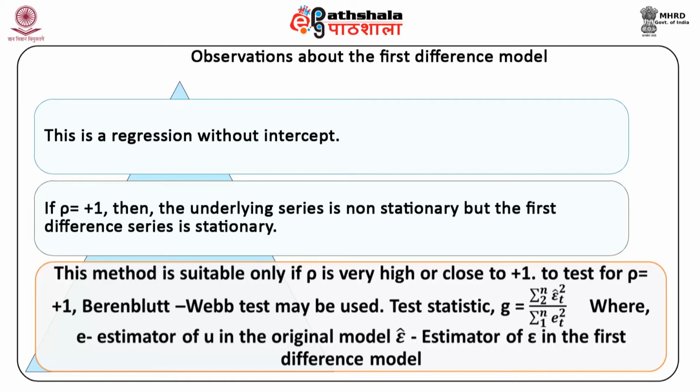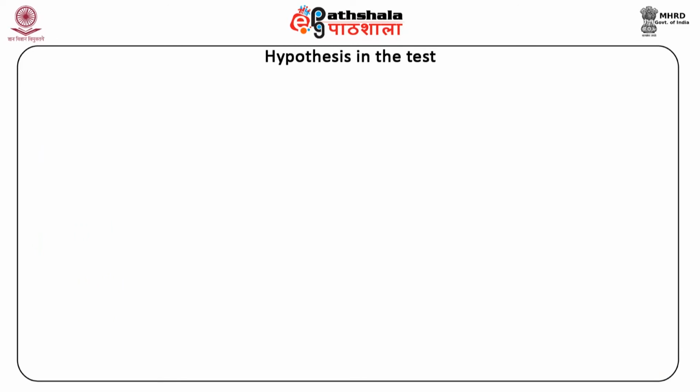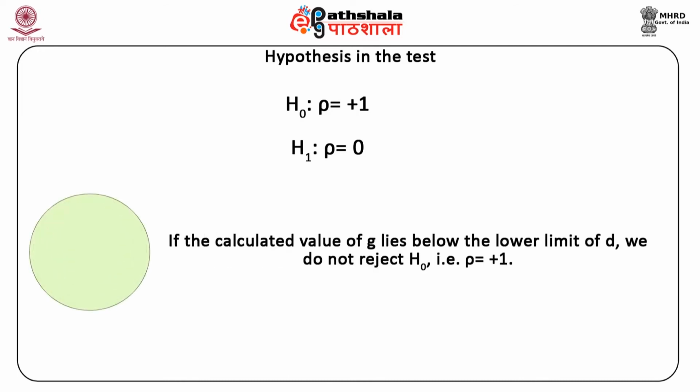To test for rho equal to plus 1, the Berenblutt-Webb test may be used. The test statistic is defined as g equal to the sum of epsilon t hat square, where the sum is from 2 to n, divided by the sum of e t square, where the sum is from 1 to n. e is the estimator of u in the original model, and epsilon hat is the estimator of epsilon in the first difference model. The hypothesis in this test is that rho is equal to plus 1, that is our H naught, and H1 is that rho is equal to 0. If the calculated value of g lies below the lower limit of d, we do not reject H naught, that is rho is equal to plus 1.